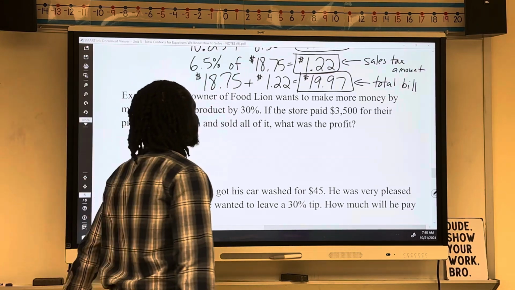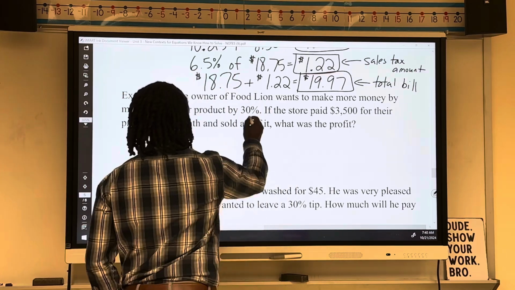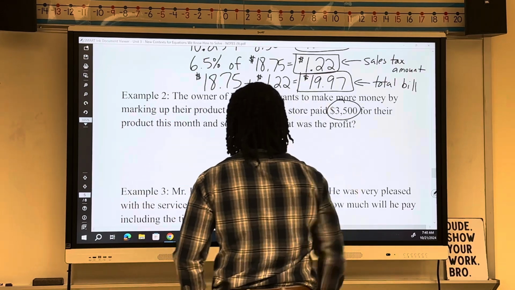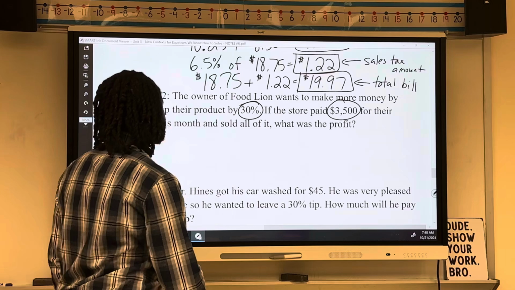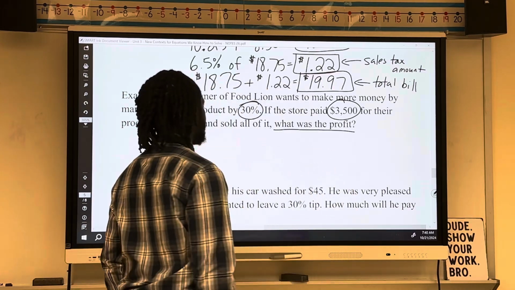The owner of Food Line wants to make more money by marking up their product by 30%. If the store paid $3,500 for their product this month and sold all of it, what was the profit? So I'm looking for the profit.